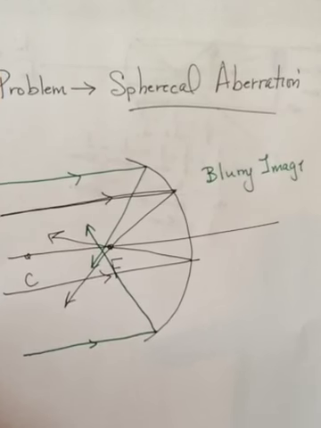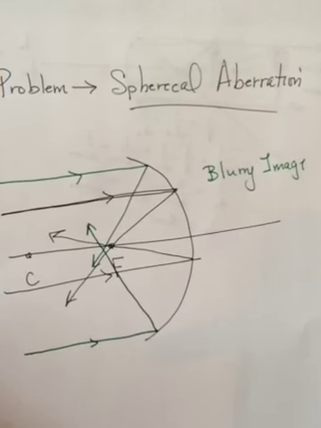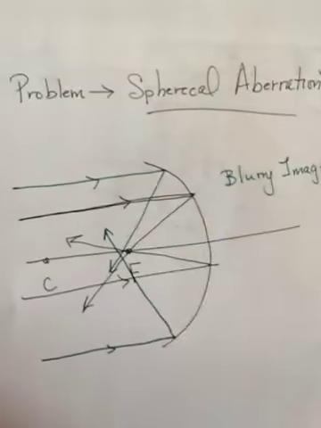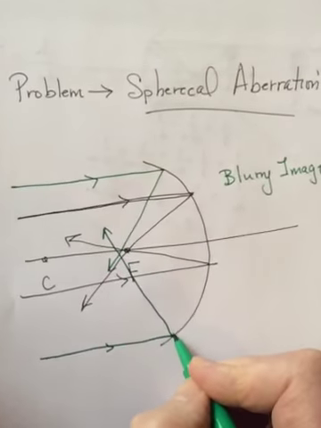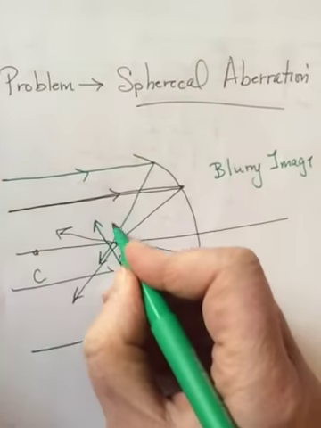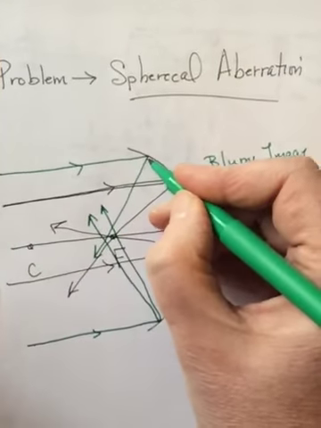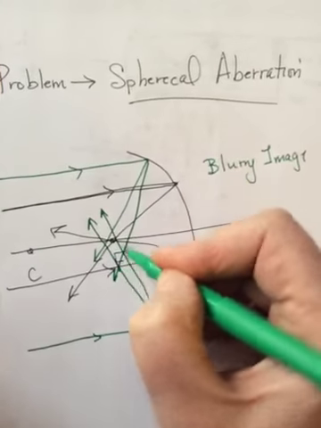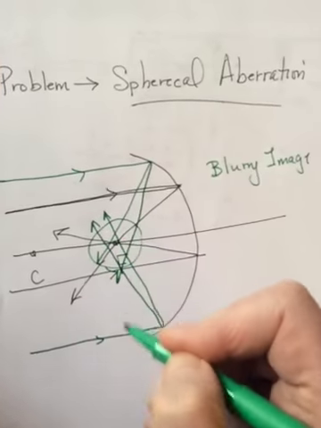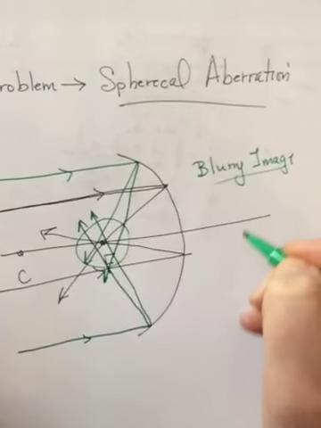I'm just looking to see if they fall further. Instead, they fall closer. I drew them further out, so they're actually going to fall closer. As I was drawing it, I was thinking that. So they're going to hit and they're going to fall closer. So in the end, they don't all cross at the same spot, and so you get a blurry image.